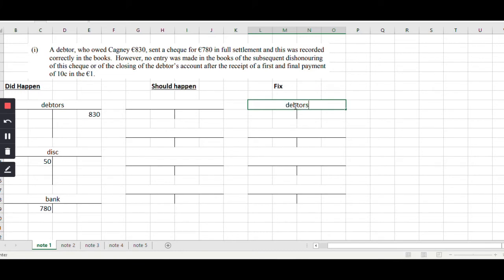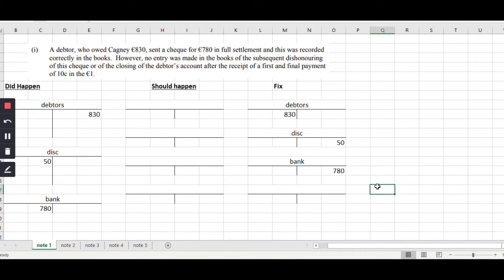So debtors, discount and bank, they all have to be reversed. So 830 debit, 50 credit, so that would be discount disallowed, and bank would be 780 on the credit side. So that's the first part of the sentence, the subsequent dishonouring of the cheque.